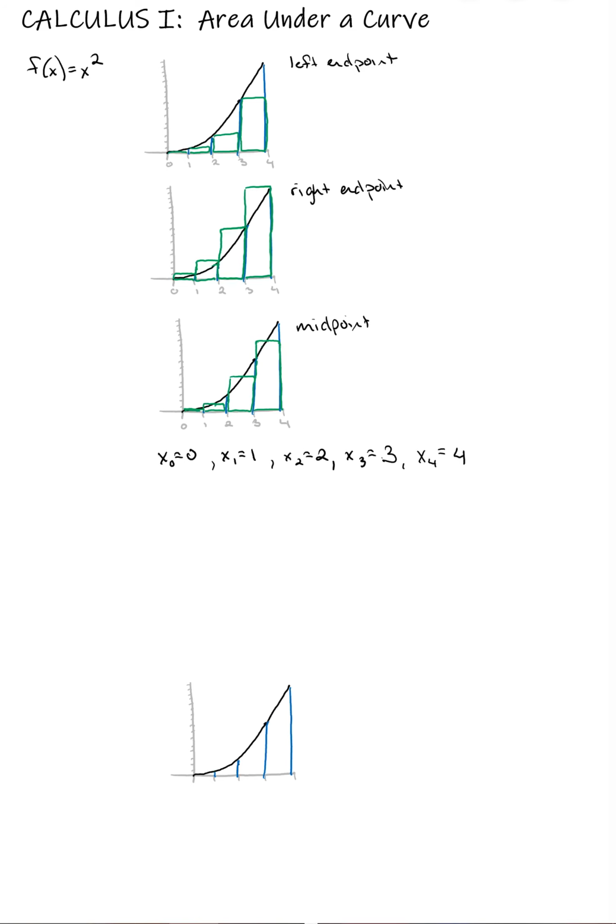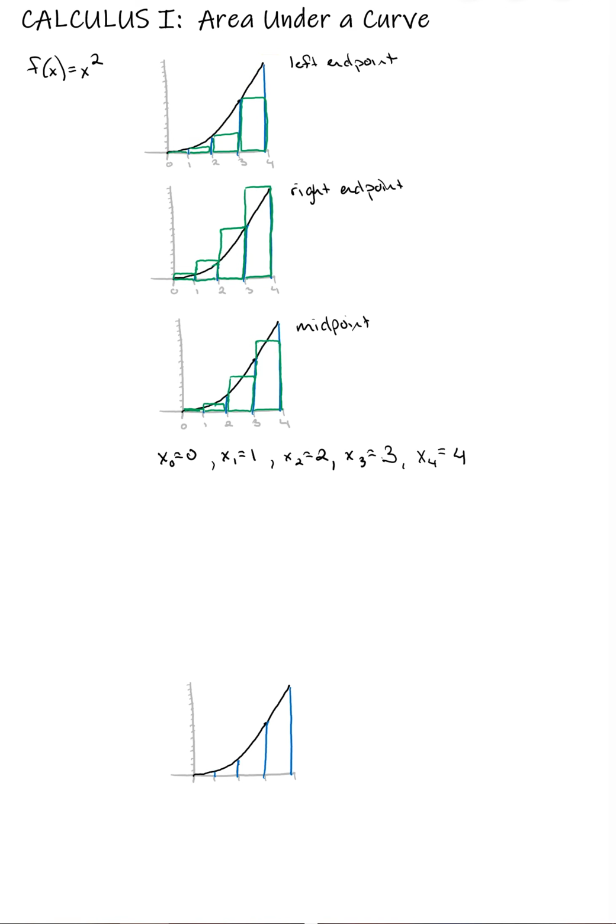Hey guys, this is Professor Janacek, and I want to go over how to determine the area under a curve. We're going to start by looking at the function f of x is equal to x squared. I'm going to look at it in three situations, but for each one of these I've graphed that curve just from 0 to 4 along the x-axis. So that's the curve f of x is equal to x squared.